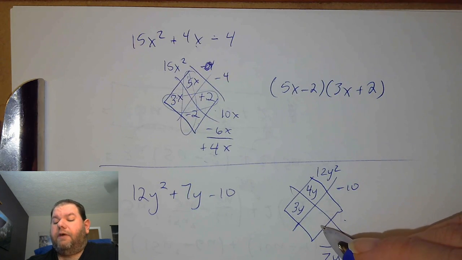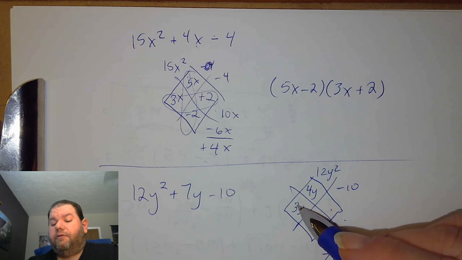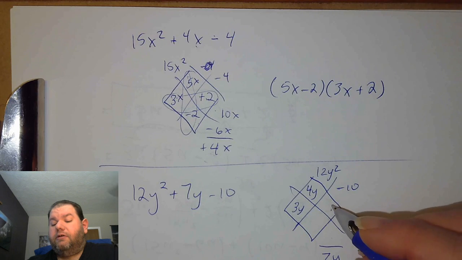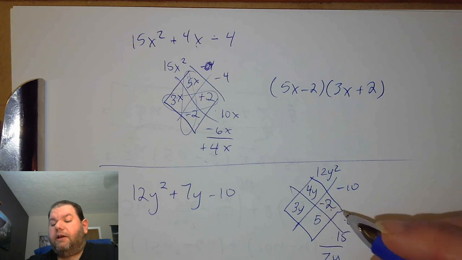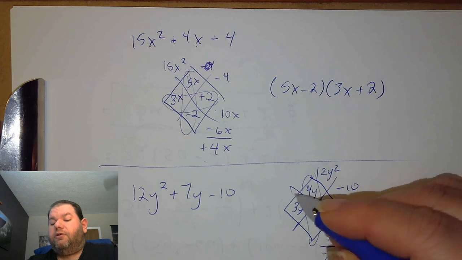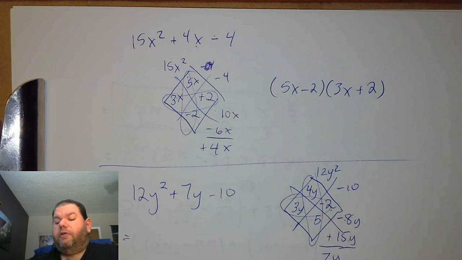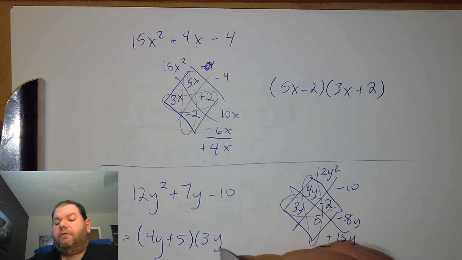So if we do a 2 and a 5, we could do 4 times 2 is 8, and 3 times 5 is 15. So they give us 8 and 15. What if this was a negative 8 and a positive 15? Well, that adds up to 7y. And so our factorization will be 4y plus 5 times 3y minus 2.